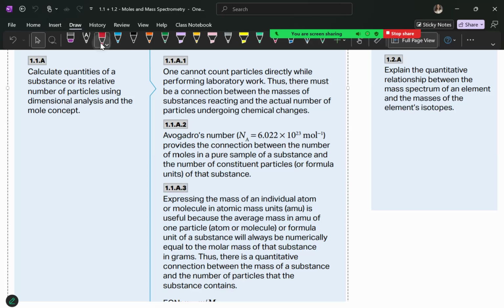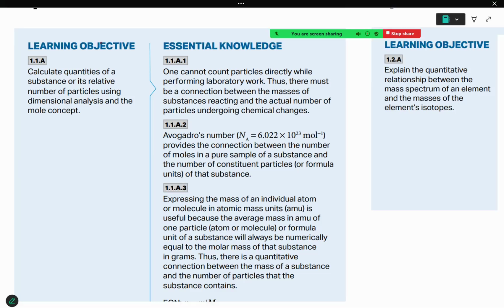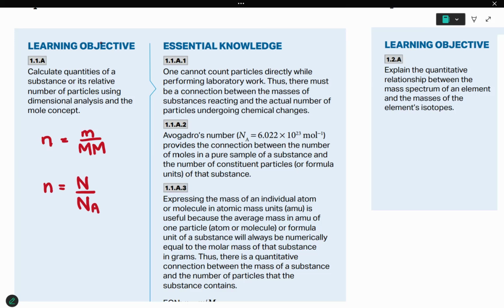So if we were to take a look at this, what we are looking at here is that we want to be able to calculate that moles is equal to mass over molar mass, right? We want to be able to say that moles is also equal to number of particles over Avogadro's number, which we're going to go over in a bit.